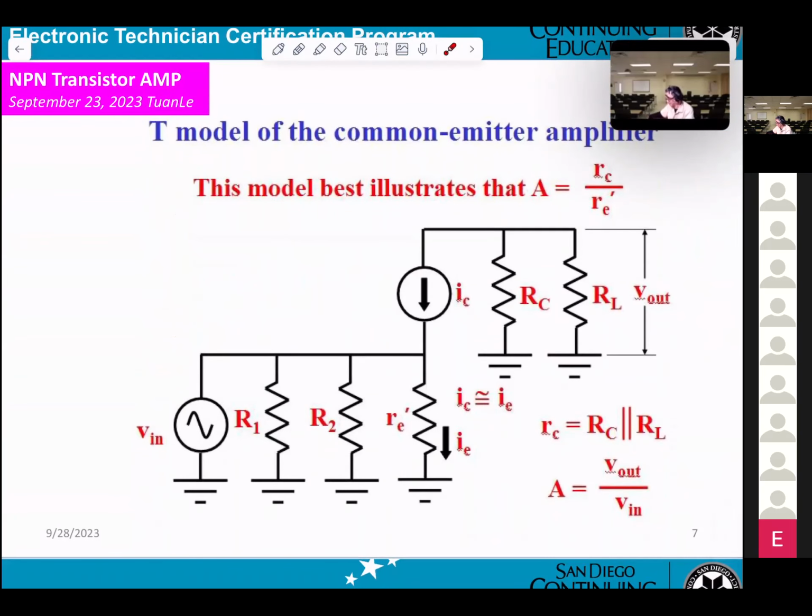Now, let's go to the GT module. In order to calculate the AC, okay? And you understand here, this is the base. This is the collector. And this is the emitter. Now, that one has to be this way.